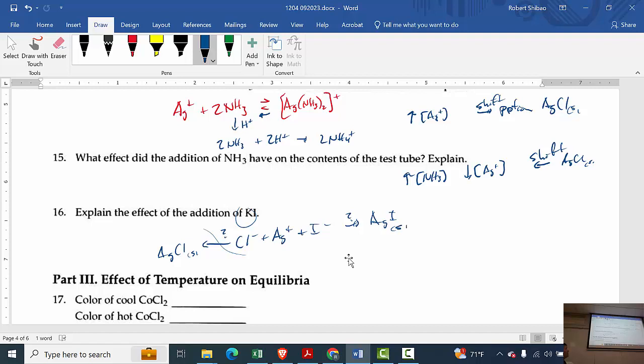Silver iodide has a different color than silver chloride. What was the color of silver iodide? Is it like cloudy? This is cloudy white. Silver iodide's not white. What color is silver iodide? Feel like a light blue. It's not blue.